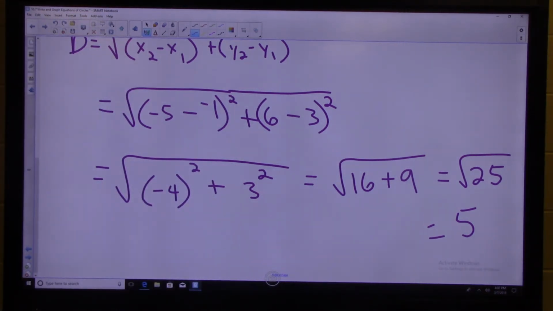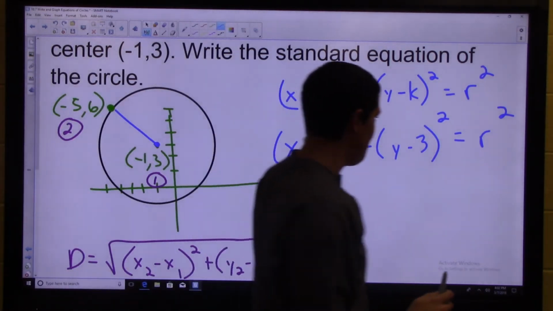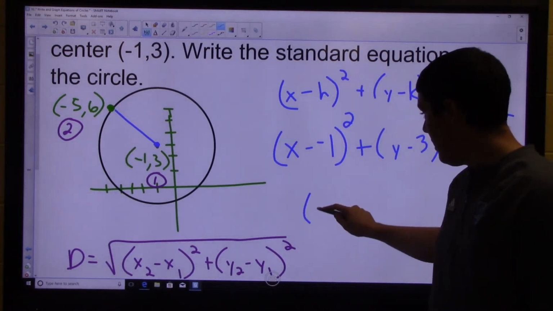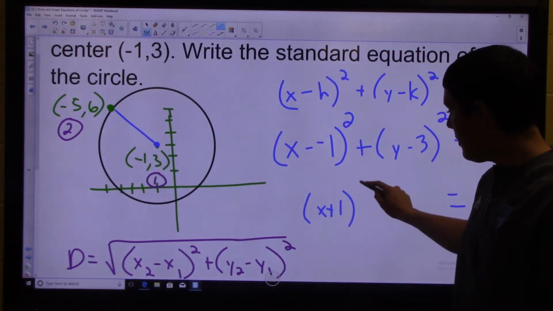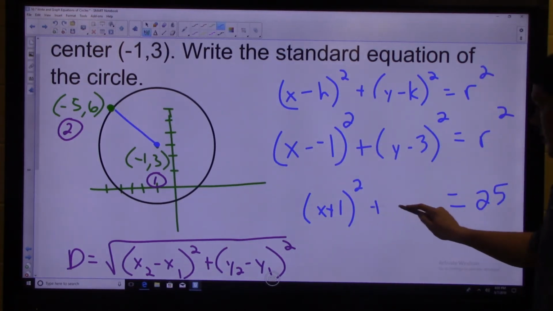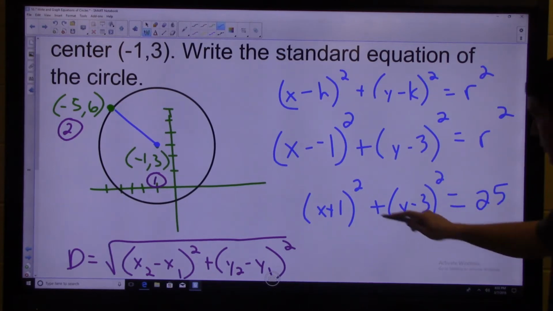Once we have that, we're pretty much done. All we've got to do is plug it back in. So when I plug it back in here, go back up to the top. This is going to be 5 squared. I'm not going to write it any more times than that. 5 squared is 25. Okay. So this is going to be x plus 1 squared. See what I did there? Minus a negative, same thing as plus. Plus y minus 3 squared is equal to 25.